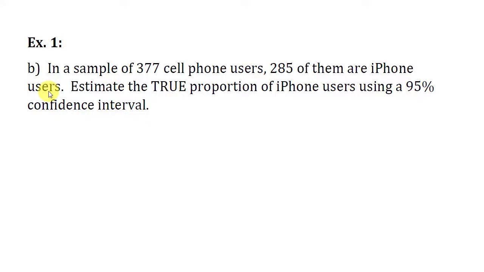All right, so now same example, but we're now in part B, or question B. So by far you can see that in this example 1, there hasn't been a beginning description or anything like that. Each question in example 1 right here is one question on its own and has its own description. So here, in a sample of 377 cell phone users, 285 of them are iPhone users. Let's now estimate the true proportion of iPhone users by using a 95% confidence interval.